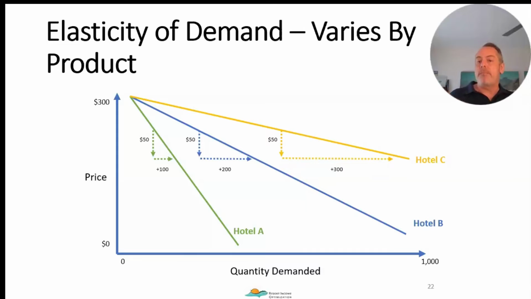Now, I've used this example with 3 different hotels, but it can also apply to different markets. It can also apply to different rooms in your hotel, right? So certain rooms might have different elasticities of demand, and that's basically how much extra volume do you get by a rate increase or decrease, right? And that's going to ultimately determine your total revenue.